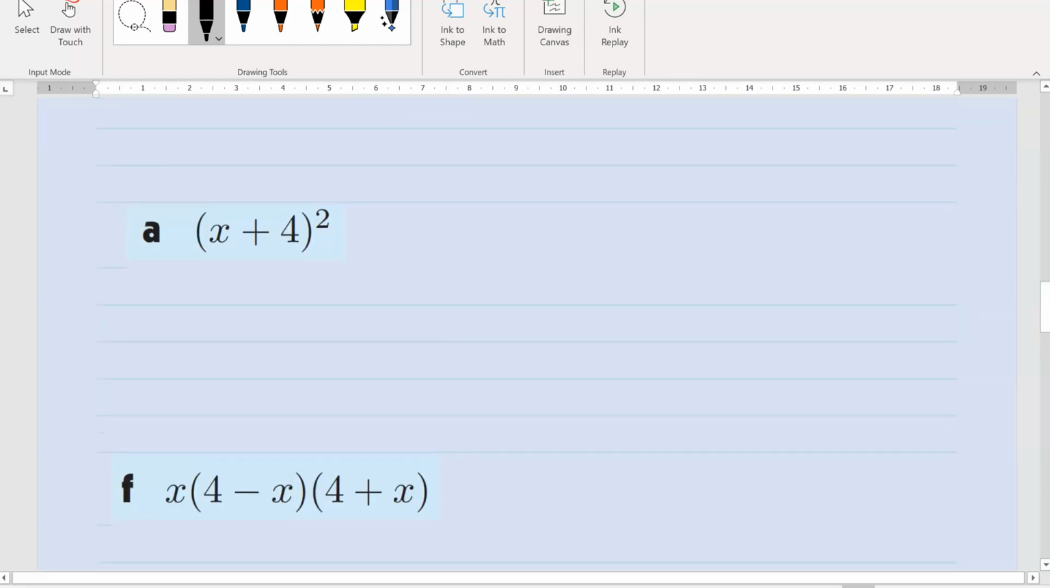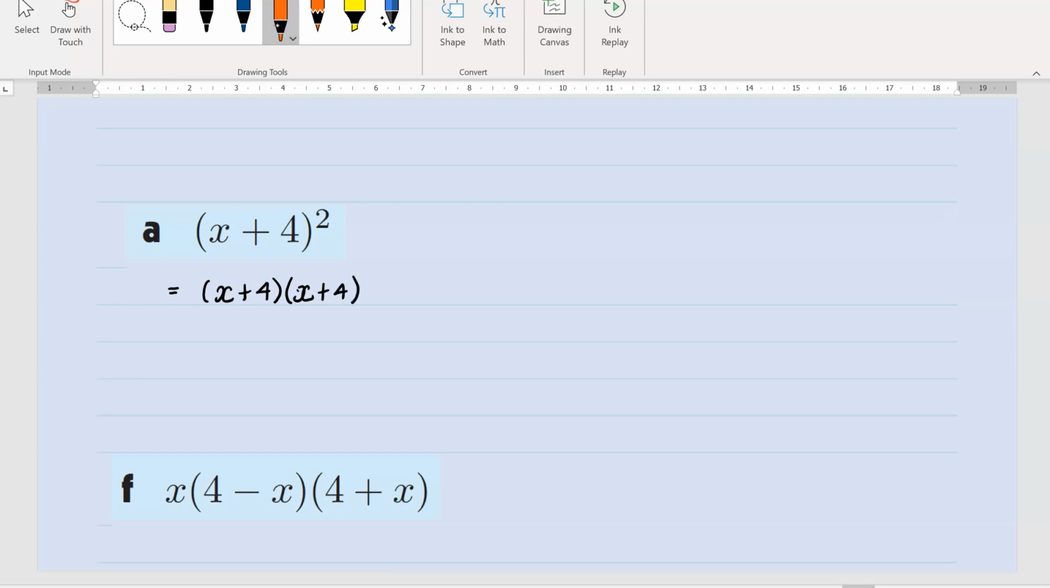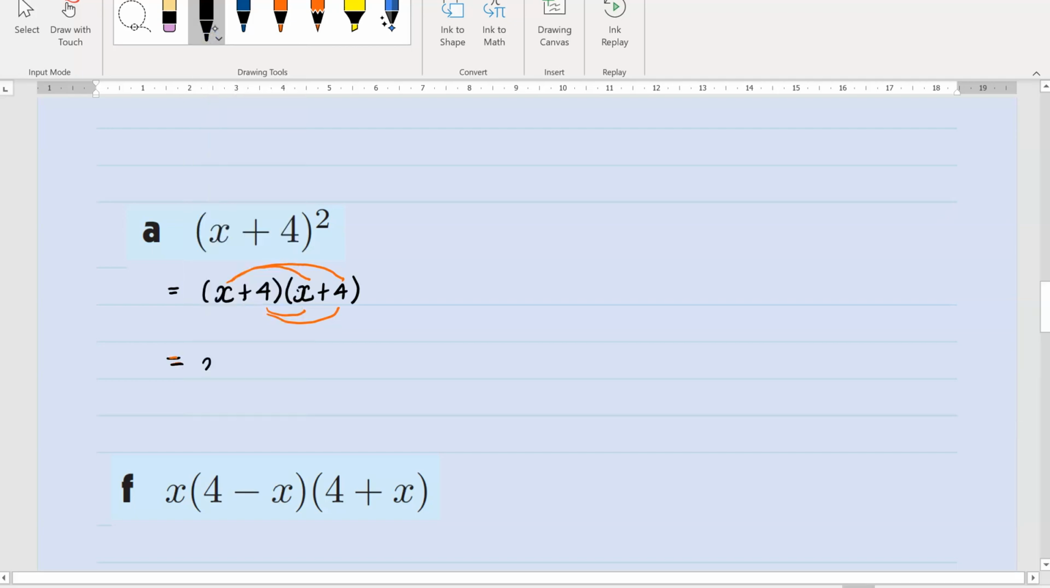Okay, it's what we call a perfect square. This should not pose any problems to you because squaring means what? Yep, timesing it by itself. So I would rewrite this as x plus 4 times x plus 4. And now it's just like the questions we did before. So it's x times x, times 4, and then we go underneath. So here we go. X times x, x squared. X times 4, 4x.